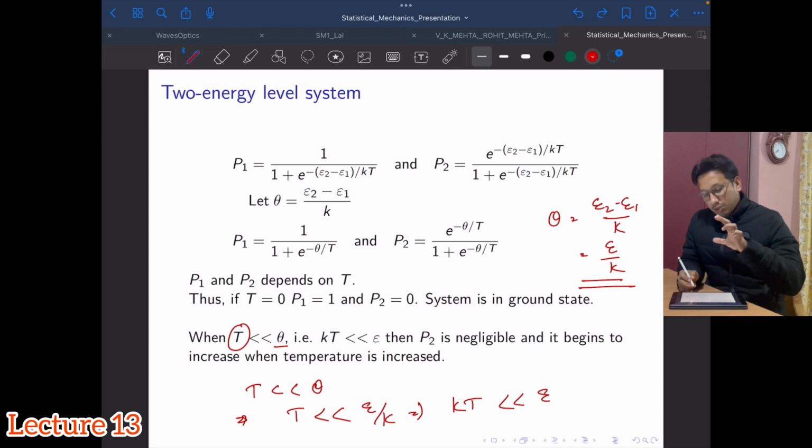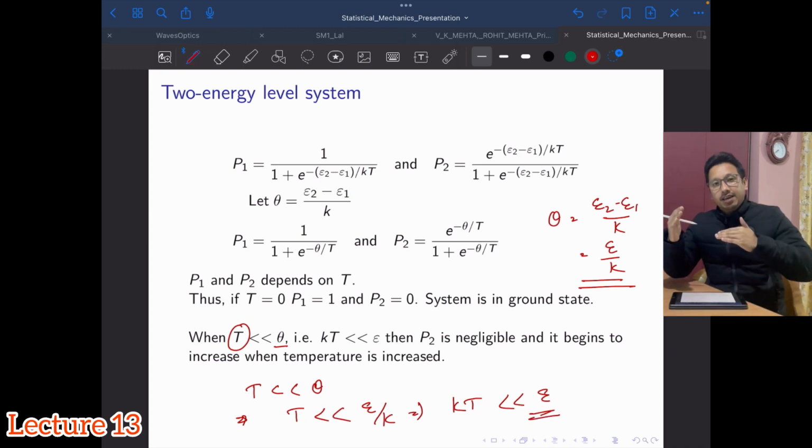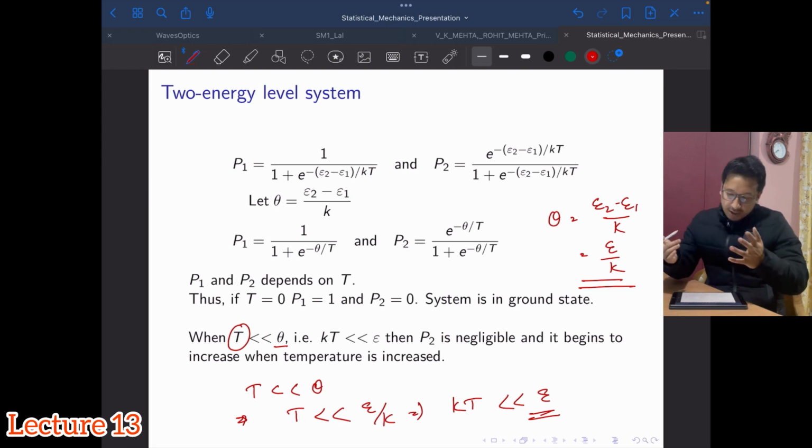So the energy difference between the two levels is much greater than the thermal energy. It means that even for the particles present in the ground state, thermal energy is not good enough to take them from the ground state, or the lower energy state, to the high energy state. The gap between the two states is so high that the thermal energy supplied to the system is not good enough to carry the particles, molecules or atoms lying in the E1 state to the high energy state.